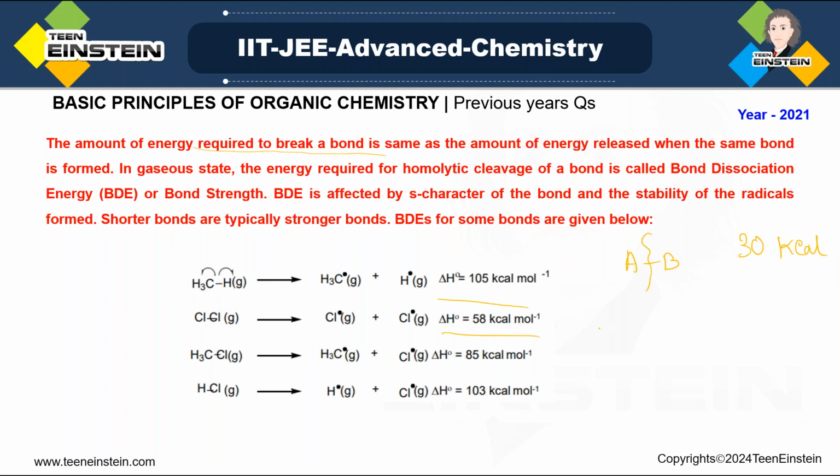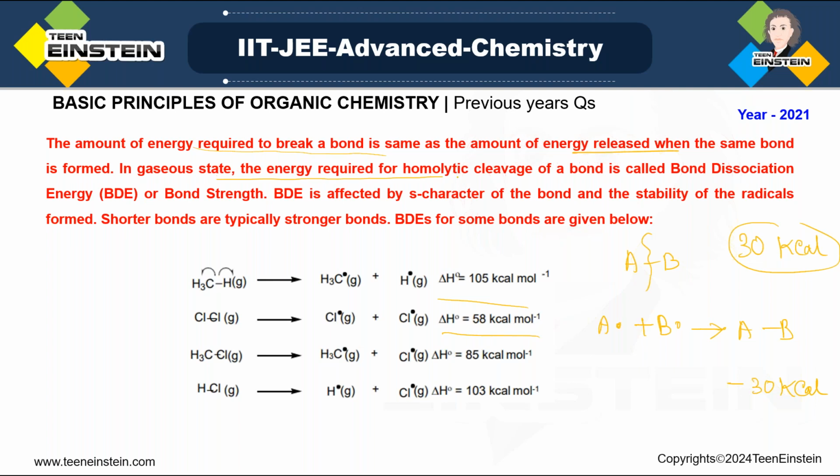Now when this bond will be formed from A dot and B dot, that means from radicals, then some energy will be released. This is an exothermic process. And what amount of energy will be released? The same amount. Now the sign will be negative because now it is exothermic. So this is the meaning of the first statement.